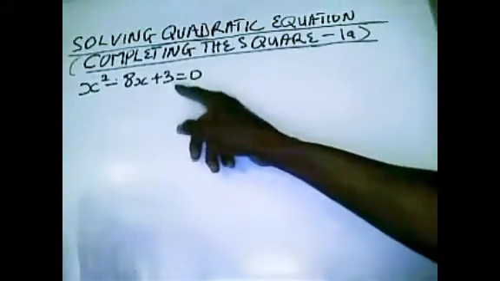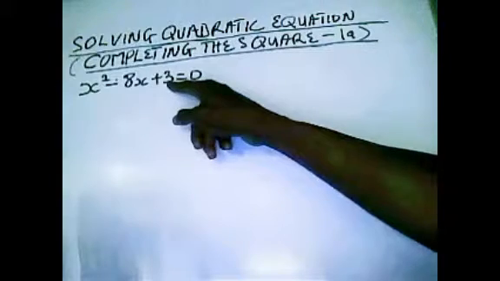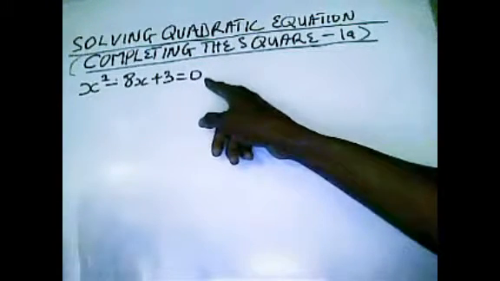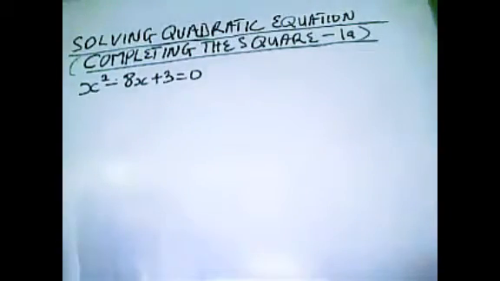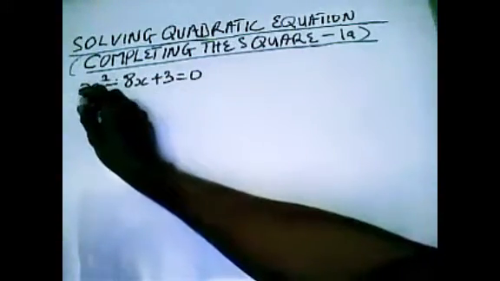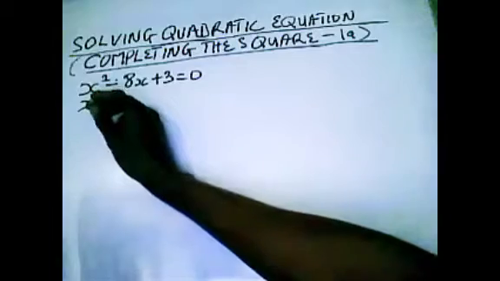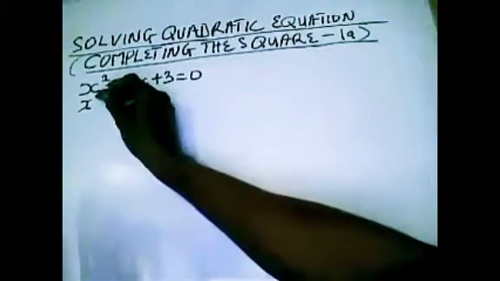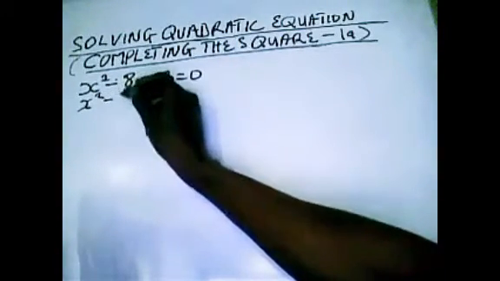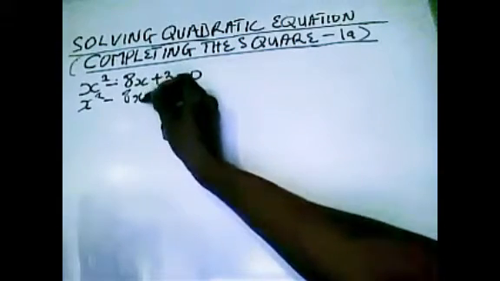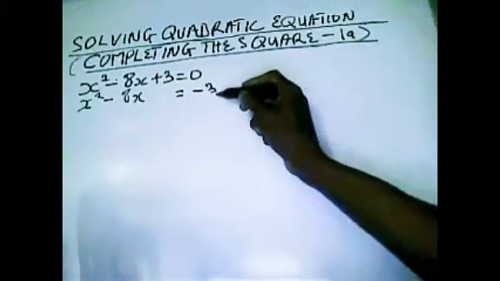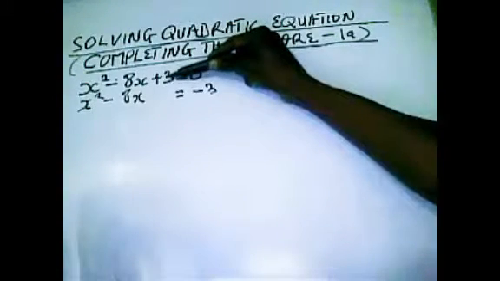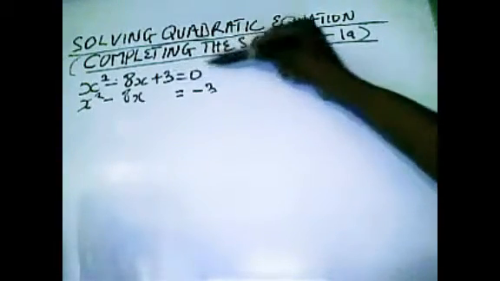So the step we have to take here is to move this plus 3 to this side where we have 0. So on this side will become 0 minus 3. So we'll come to this step here, we'll write x squared minus 8x, and then everything should equal minus 3. How do we get this minus 3? We simply moved our plus 3 to this side.